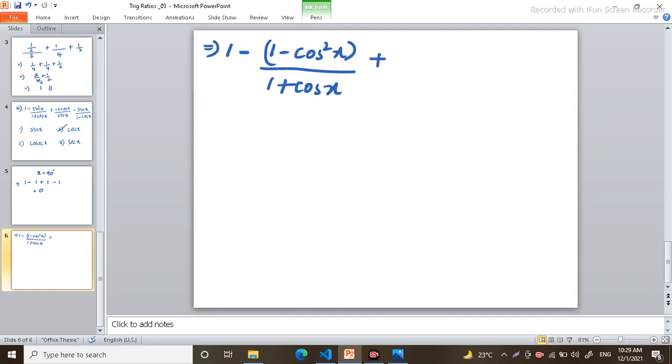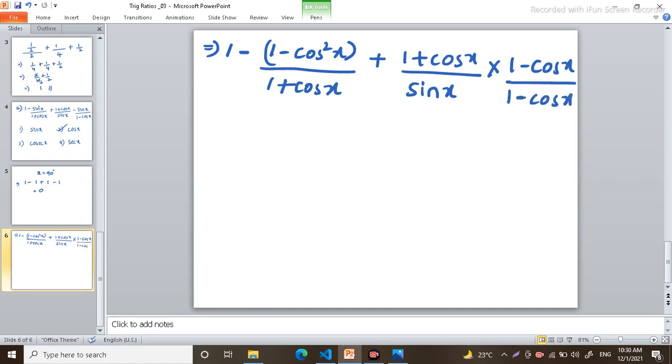Then plus, see here, 1 plus cos x is there in the numerator, divided by sin x. What I'll do, I'll multiply and divide with 1 minus cos x, so that I can get cancellation. Okay, like this I'll write down. And one more term is there, that is minus sin x divided by 1 minus cos x. This is the first step.